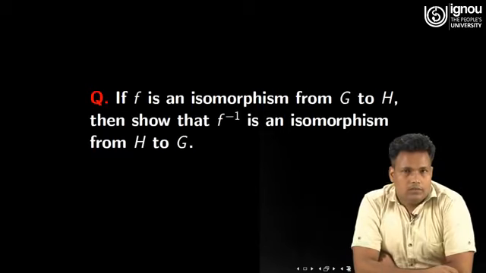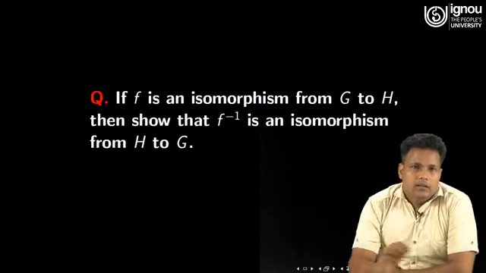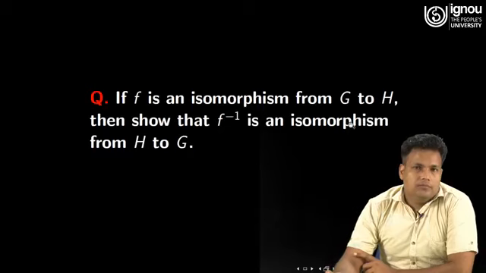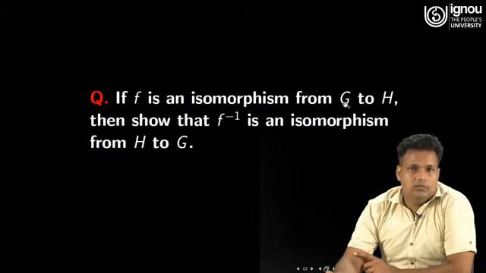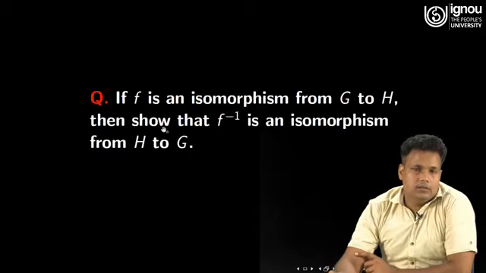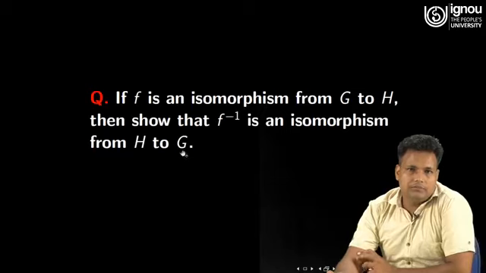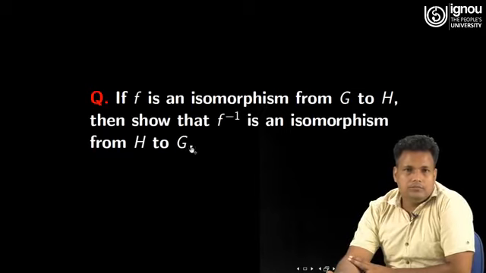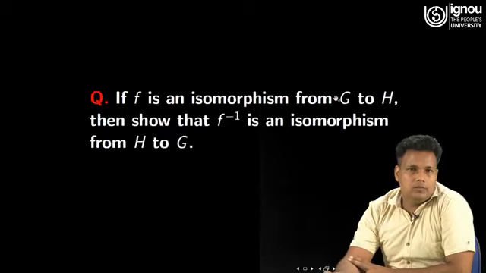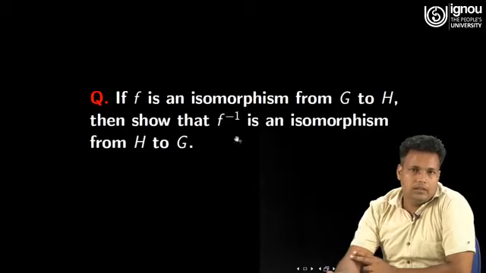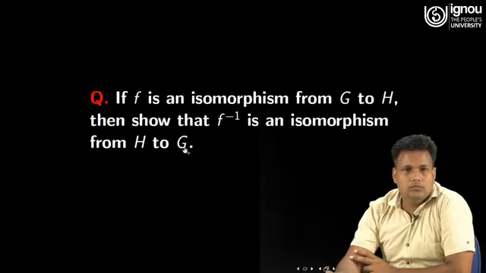Okay, now let's look at some questions. If F is an isomorphism from a graph G to H, then show that F inverse is an isomorphism from H to G. This question is easy. You are given that F is an isomorphism from G to H, and you have to show that the inverse of F is an isomorphism from H to G.